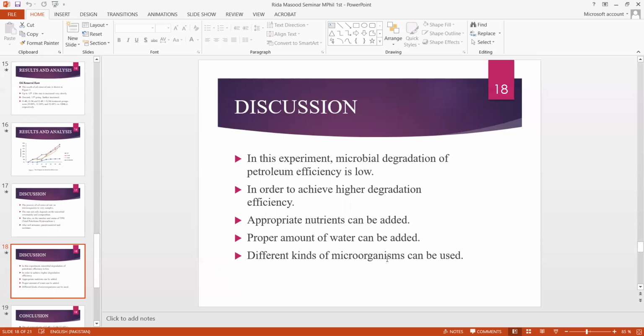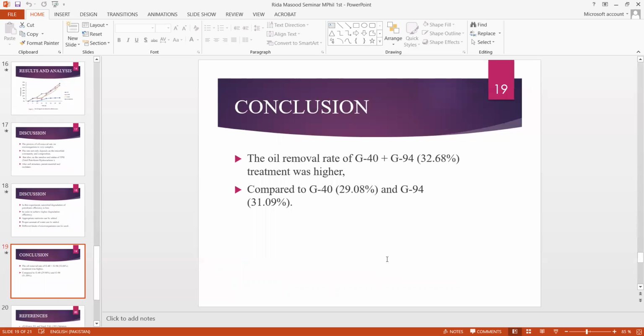So in this experiment, it was observed that the microbial degradation efficiency of petroleum was low. So in order to achieve higher degradation efficiency, different amounts of nutrients could be added with a proper amount of water, and different kinds of microbes can also be used for higher degradation efficiency.